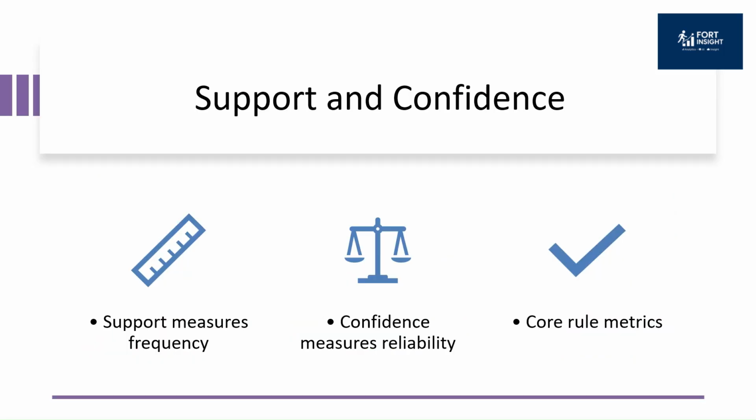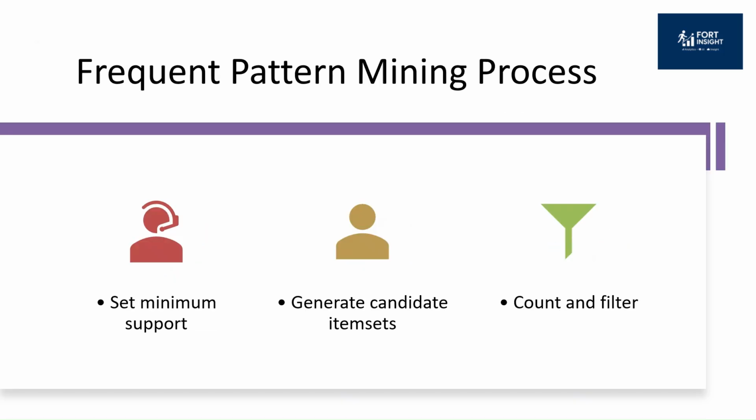Support measures how frequently an item set appears in the dataset. Confidence measures how often the association rule is true when the antecedent occurs. For example, if 80% of customers who buy bread also buy butter, the confidence of the rule bread → butter is 80%. These metrics are essential for evaluating the usefulness of association rules.